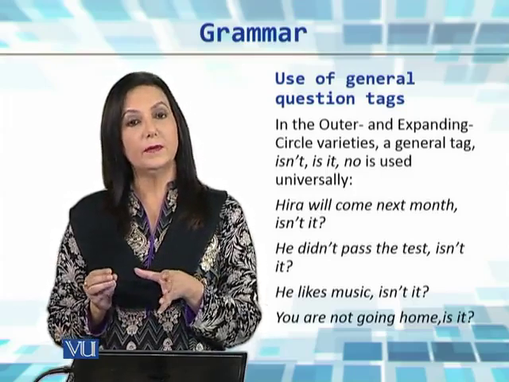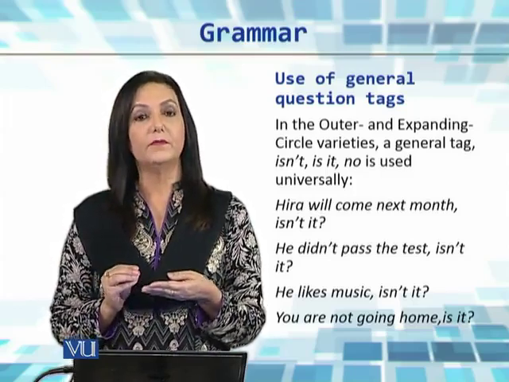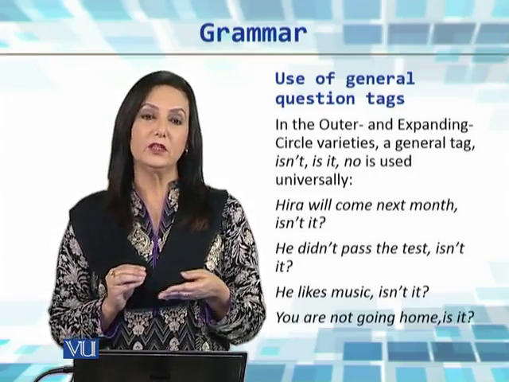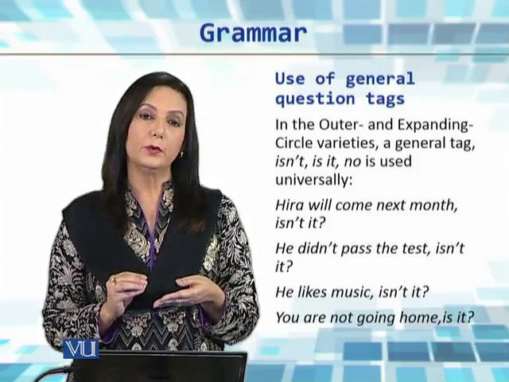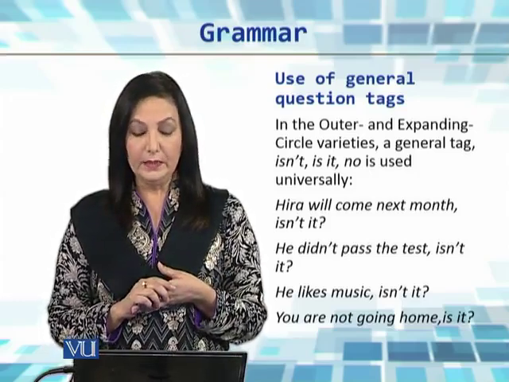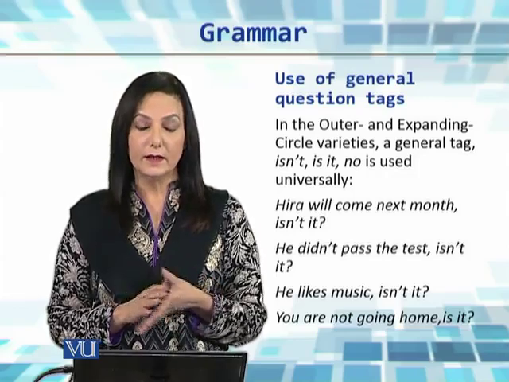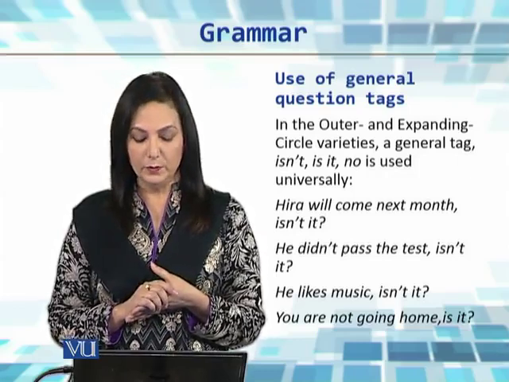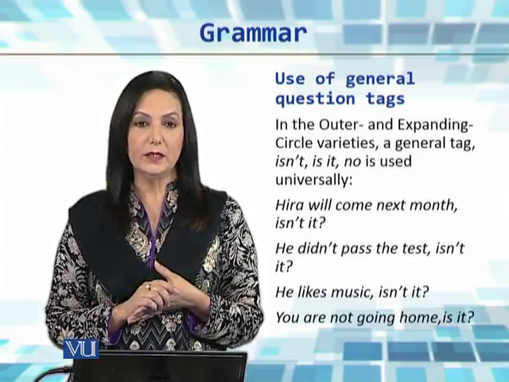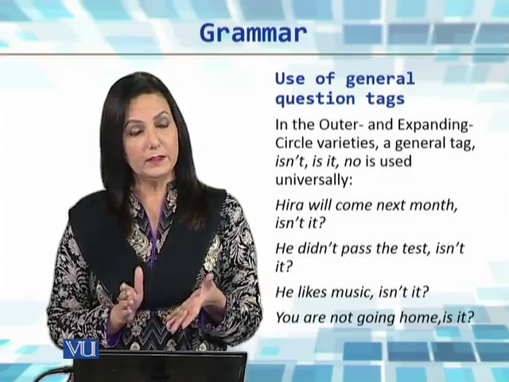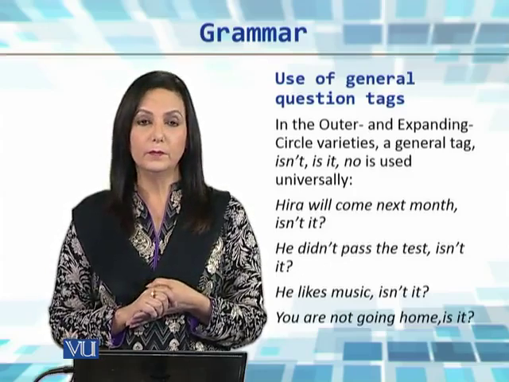So we use the auxiliary verb from the statement and a pronoun that matches with the noun or the pronoun used in the statement or the question. He likes music, isn't it? Again, a general question tag, whereas the correct question tag would be he likes music, doesn't he? You're not going home, isn't it? You're not going home, are you?